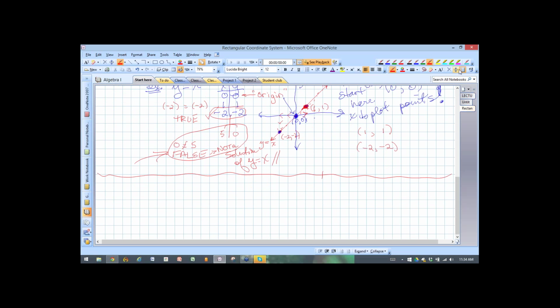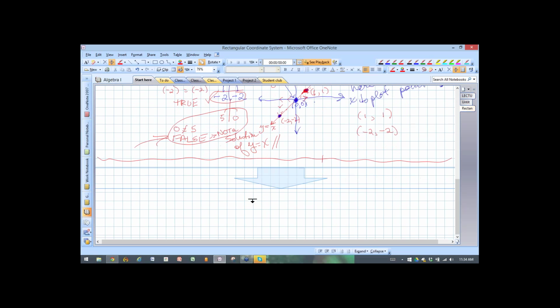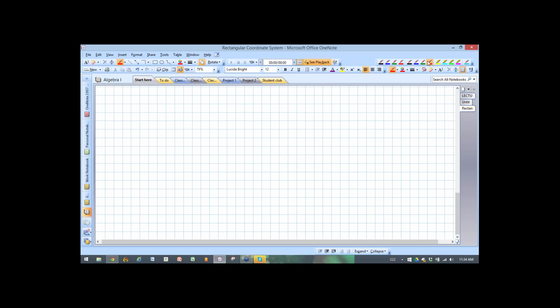Let's see. I'm trying to add some space. All right, and it's not cooperating. Okay, here we go. So let's try that. Let's do an example quickly.